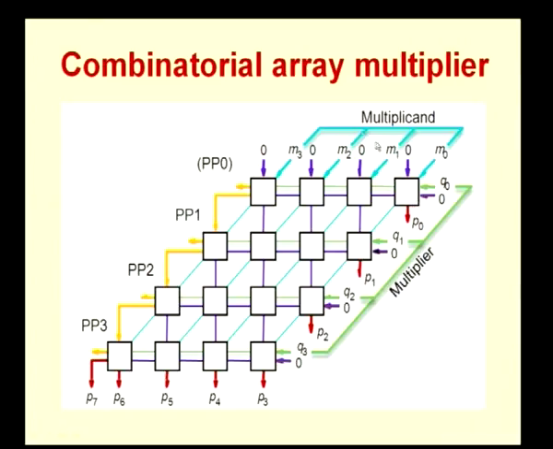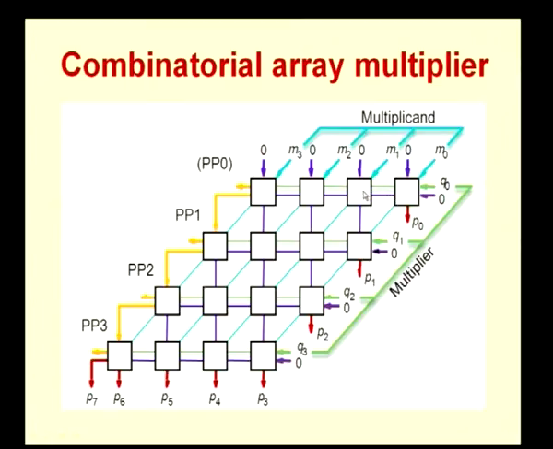Now let us understand what these different M's and Q's here are. The multiplicand is given as M0, M1, M2, M3. The example we are looking at is a 4 by 4 multiplier. So M0, M1, M2, M3 are the multiplicand bits, and Q0, Q1, Q2, Q3 are the multiplier bits. Depending on the multiplier bits and the multiplicand bits, the different partial products have to be generated.